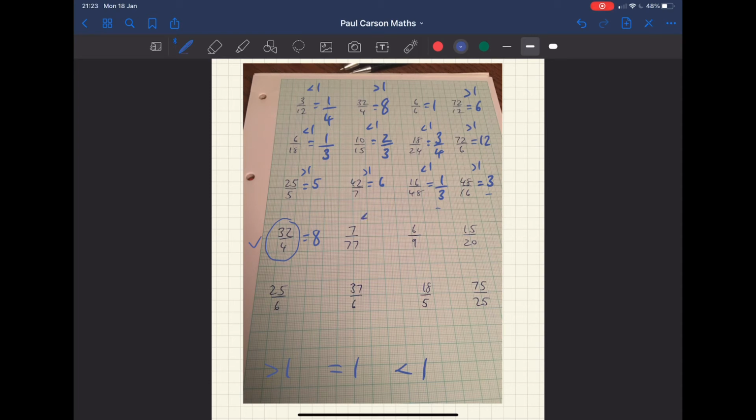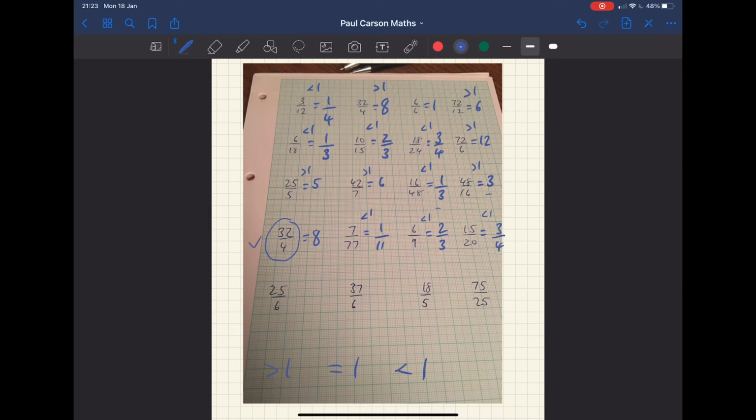7 over 77, less than 1. The largest number that goes into both is 7, so 1 over 11. 6 ninths, less than 1. The largest number that goes into both is 3, so 2 thirds. 15 over 20, less than 1 again. 3 quarters, because the largest number that goes into both is 5.